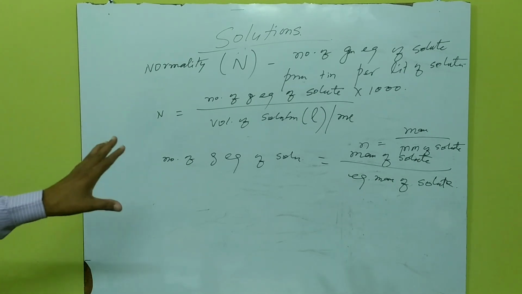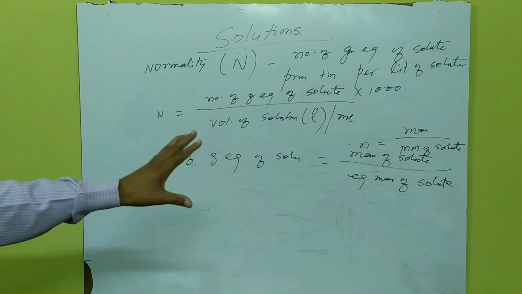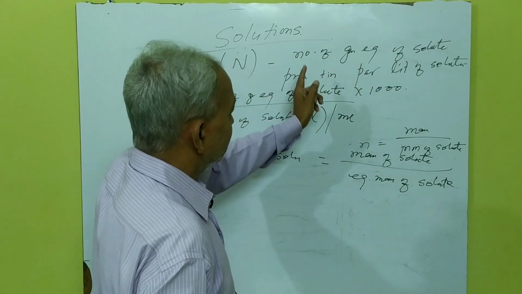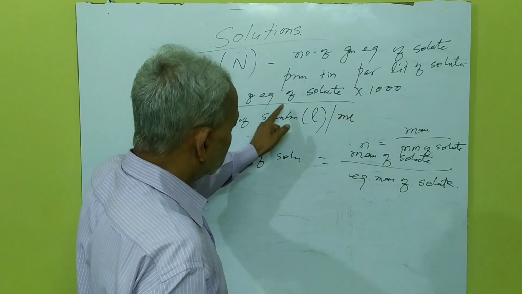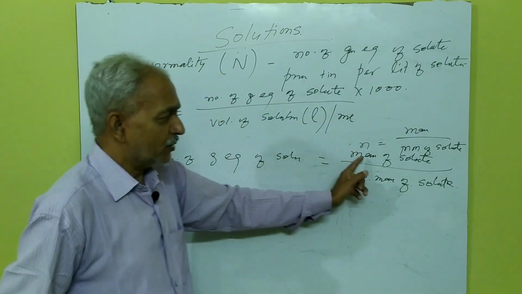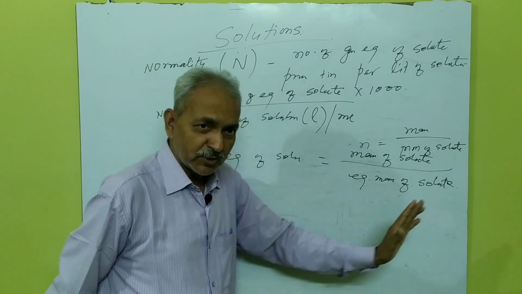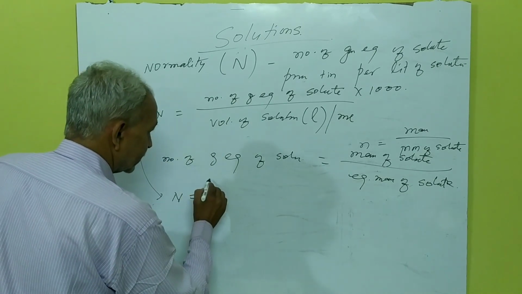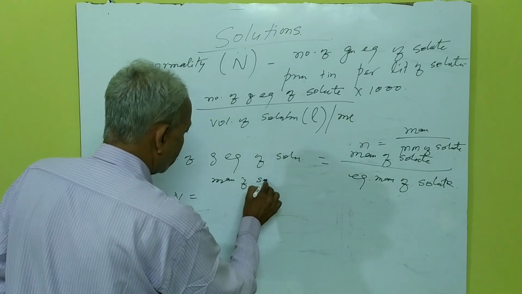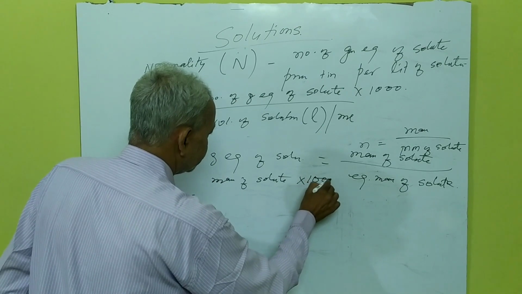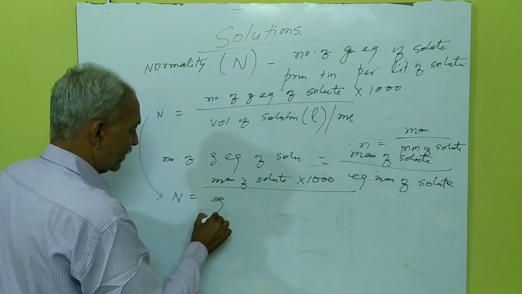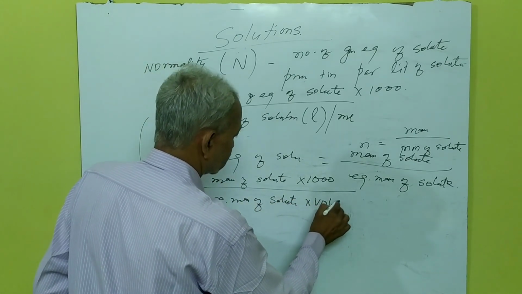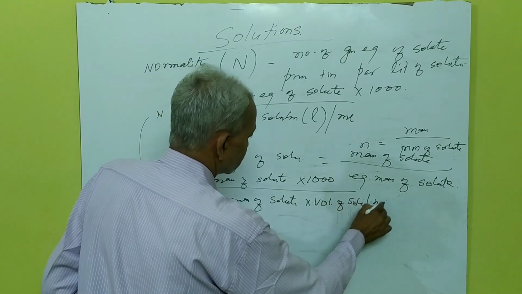Okay, I think you understand the difference between normality and molarity. The difference is the number of gram equivalents of solute, versus the number of moles of solute. Number of gram equivalents of solute is equal to the mass of solute divided by the equivalent mass of solute. So if we define it again, normality is equal to the mass of solute into 1000, divided by equivalent mass of solute into volume of solution, where the volume of solution is in terms of milliliter.